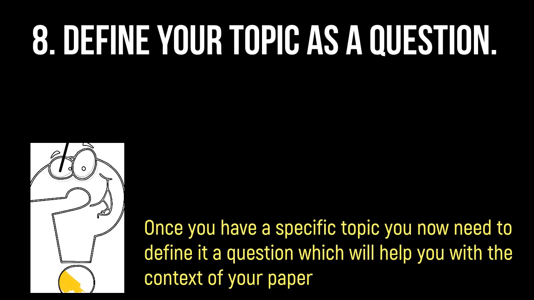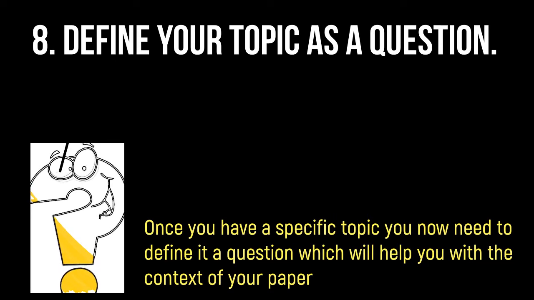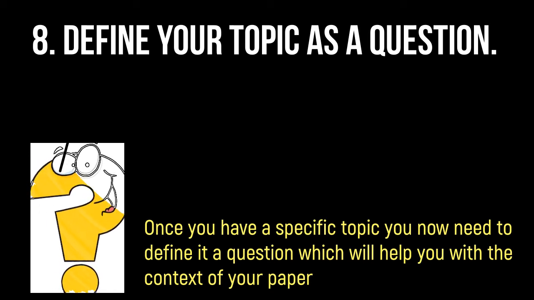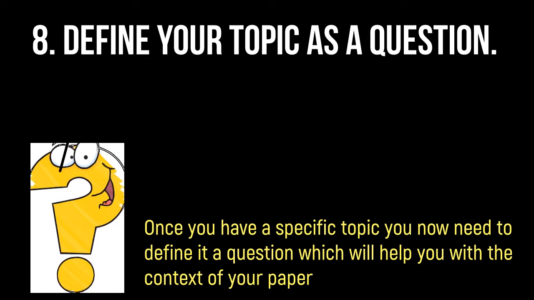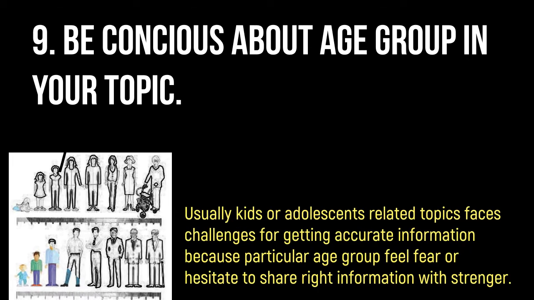Number eight, define your topic as a question. Once you have a specific topic, you now need to define it as a question which will help you with the context of your paper. Number nine, be conscious about age group in your topic.